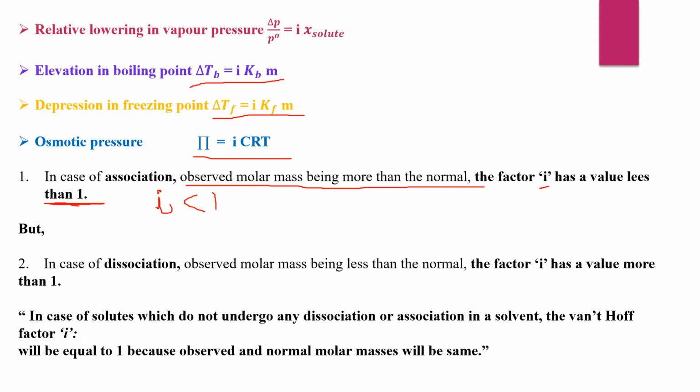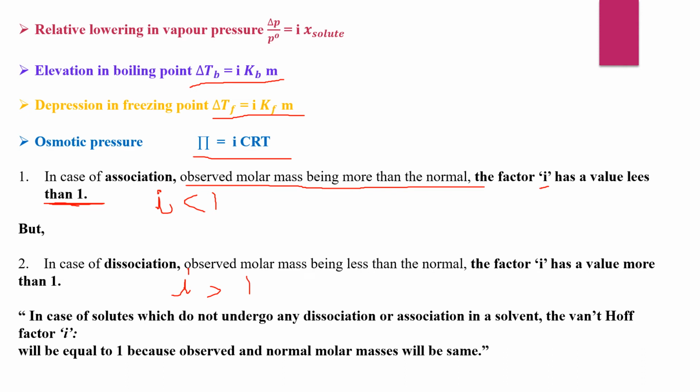In case of dissociation, the observed molar mass is less than the normal molar mass, as we have already discussed. In dissociation, the molecules get dissociated, so the number of moles increases. Due to this, the observed molar mass is less than the normal molar mass, and the value of i is more than 1. From here, the value of i is more than 1.